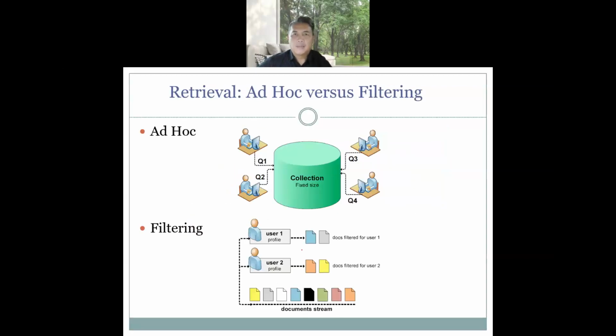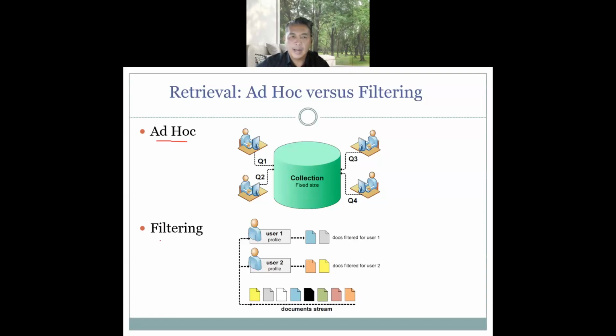Okay, and we also look at the type of result that is being displayed. The first one is called ad hoc. Ad hoc means you will put in the query and then they will provide the document based on your query.